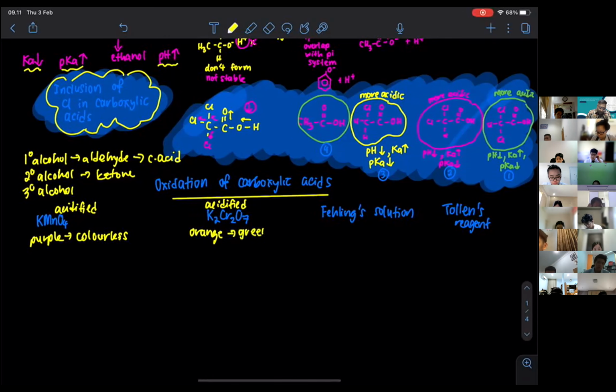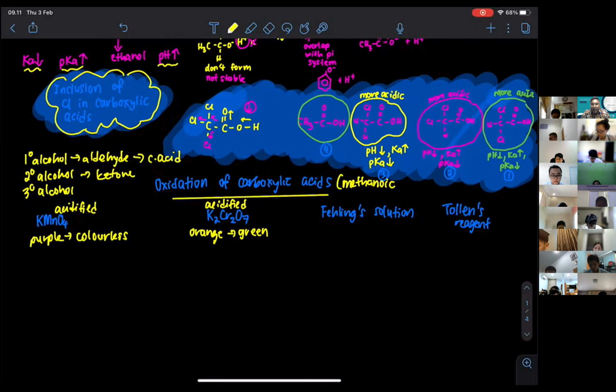So these are the oxidizing agents that we use. But in our syllabus, for oxidation of carboxylic acid, there are two types of carboxylic acid that can be oxidized, which is methanoic acid, which is going to be a very good, strong reducing agent.